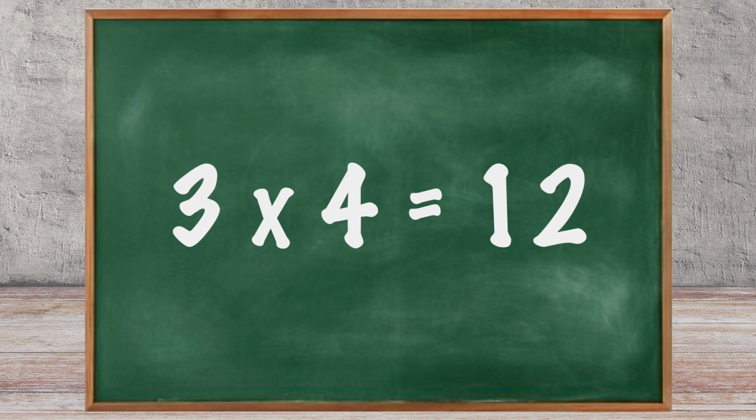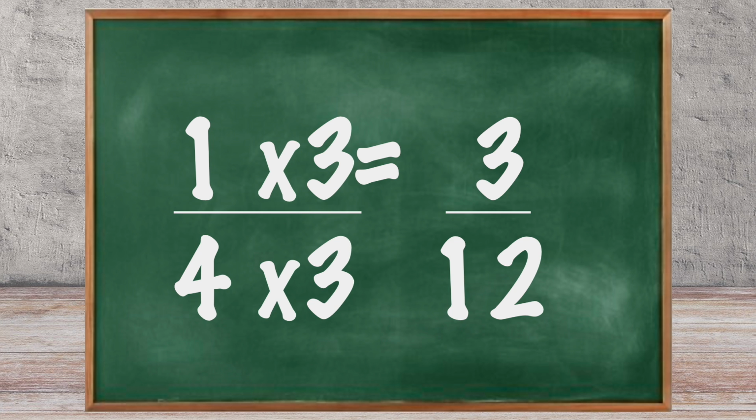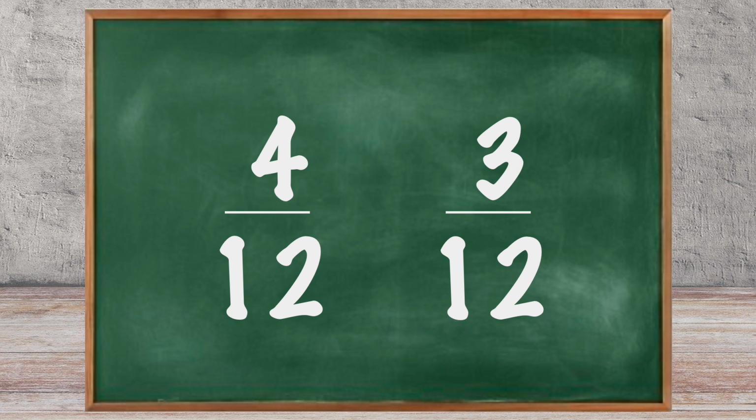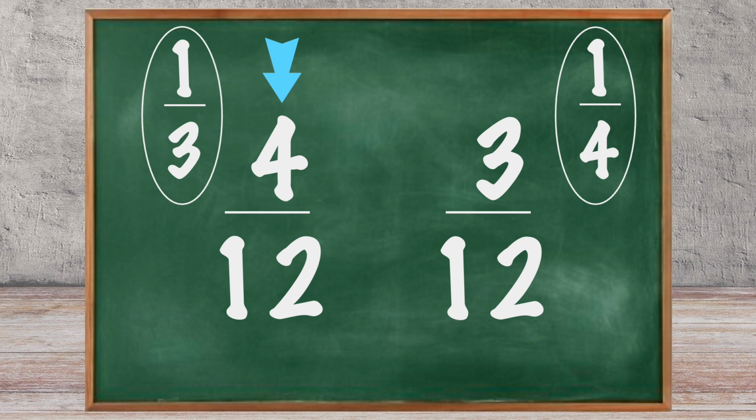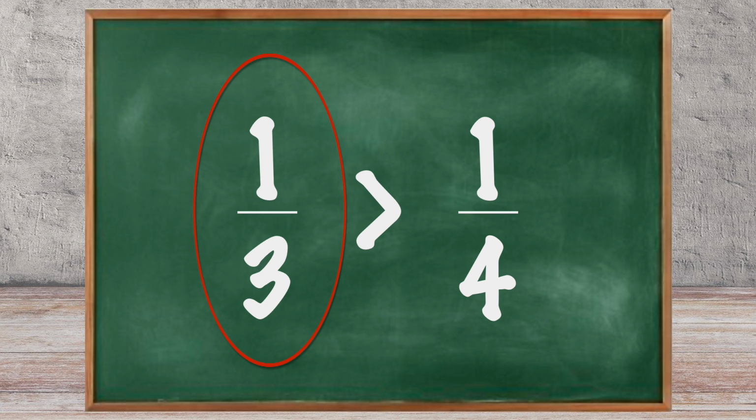Then, multiply the denominator and the numerator by the same number to get equivalent fractions. Then compare the fractions by looking at the numerators. The fraction with the larger numerator is the larger fraction.